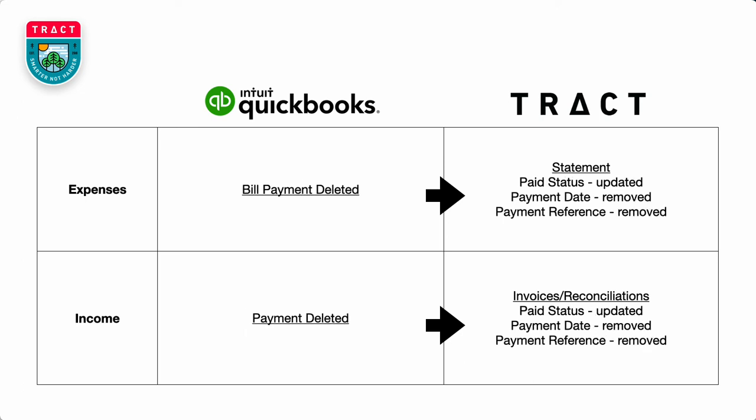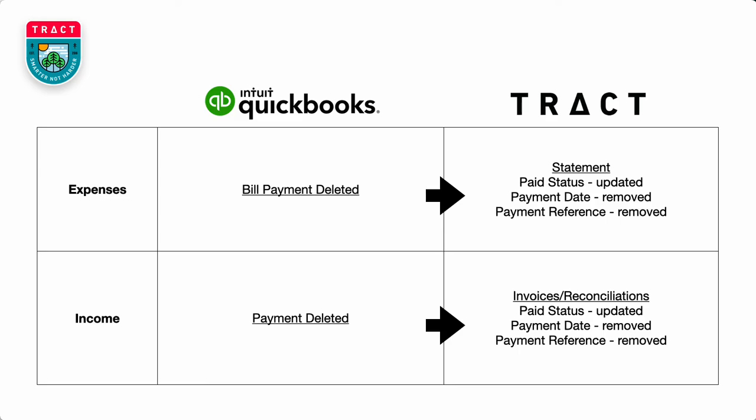Now, what happens if you need to make a change or you delete the payment in QuickBooks? Then this is what's going to happen. So if you delete a bill payment, then it's going to basically just roll back the change that happened when you created the payment. It's going to change the paid status back to unpaid. It's going to remove the payment date, and it's going to remove the payment reference. The same thing, if you delete a payment received in QuickBooks, then it's going to roll those back. It's going to set the paid status to unpaid. It's going to remove the payment date and the payment reference.